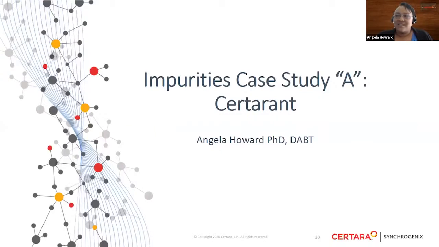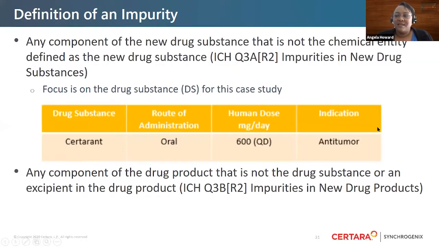So this is the first case study. As Nellie pointed out, it's going to be of a fictional drug substance that we're calling Sotarant. Next slide, please. As we heard earlier, the definition of an impurity is any component of the new drug substance that is not the chemical defined as the new drug substance. That's from the ICH Q3A(R2) guidance. And there is a companion guidance, as Nellie pointed out, for the definition of an impurity in a drug product.